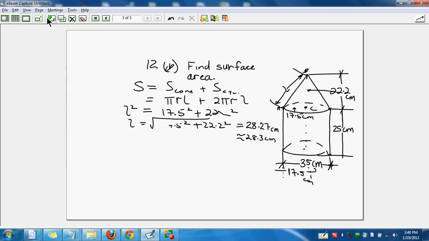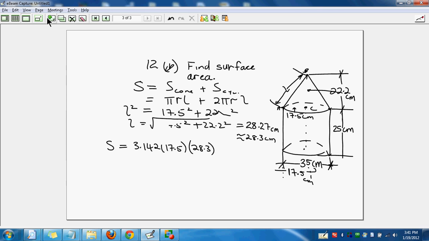So having gotten that now, we could work out an equation for S by saying S will be equal to pi, which is 3.142, R, which is the radius here of the cone, which would be 17.5, L, which we just worked out to be 28.3. That will give you your surface area of the cone.